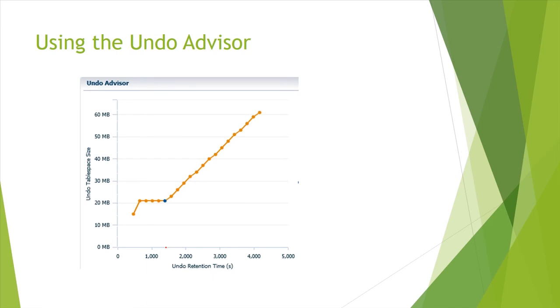In Oracle Database Express, you can also use the undo advisor. In undo advisor, Oracle will give you advice for the size of the undo tablespace based on the undo retention. For example, if you want to increase the undo retention to 4000 seconds, Oracle recommends you increase the size of the undo tablespace to 60 megabytes. This is called undo advisor.